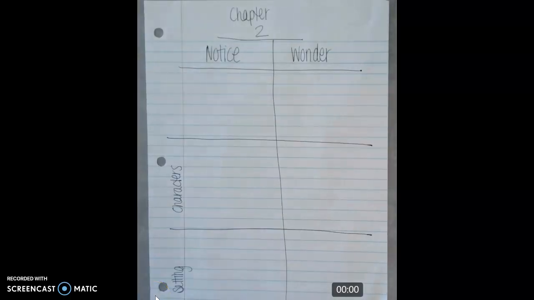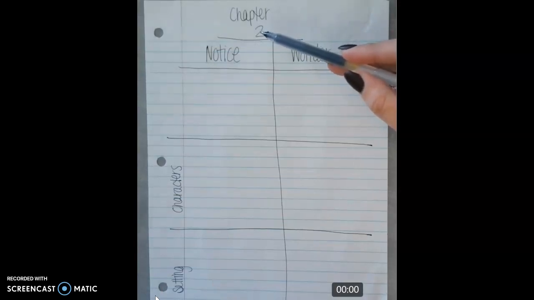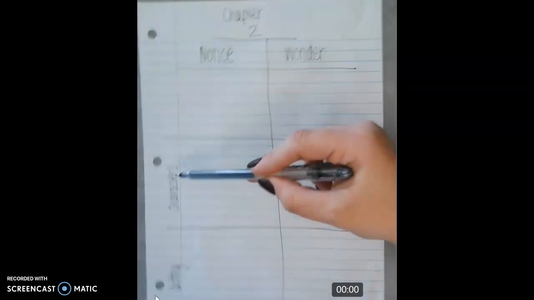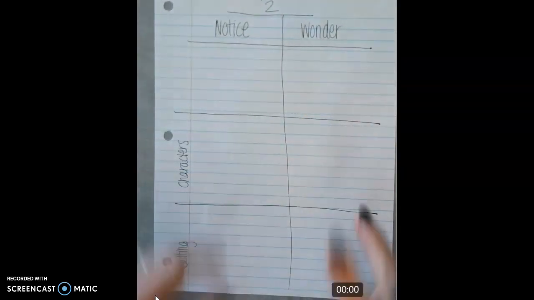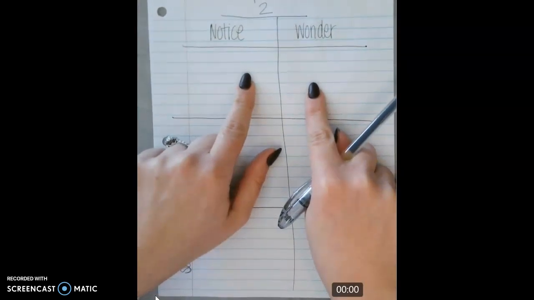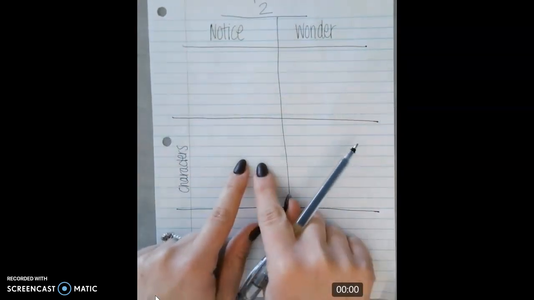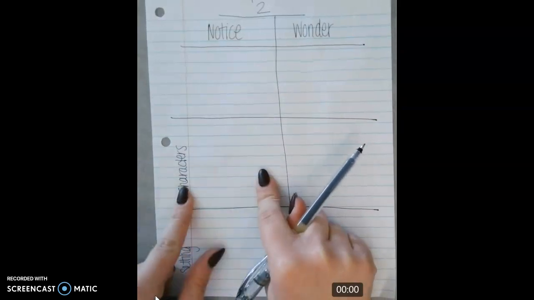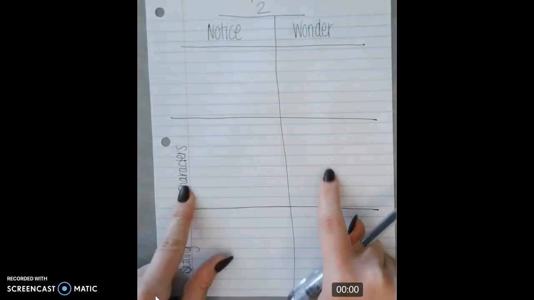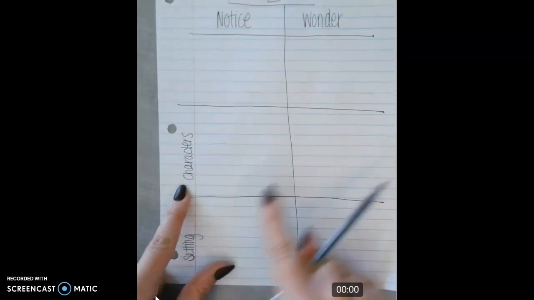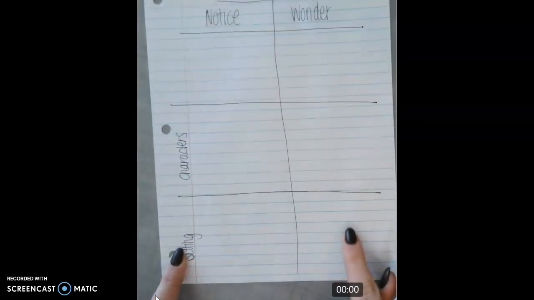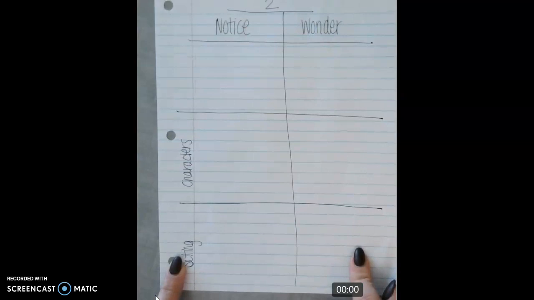Take out the piece of paper that you gathered before you came into class today. At the top of the page, I want you to write chapter 2. And just like every time we read a chapter, we're going to make a notice and wonder chart that also has a section for characters and setting. So these might just be anything that we notice and wonder. But here specifically is where we're going to write down what we notice about characters. Here's where we're going to write what we wonder about characters. Here's what we notice about setting, and here's what we wonder about the setting.